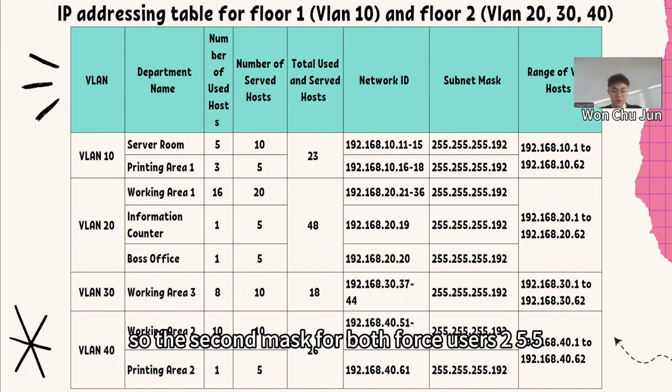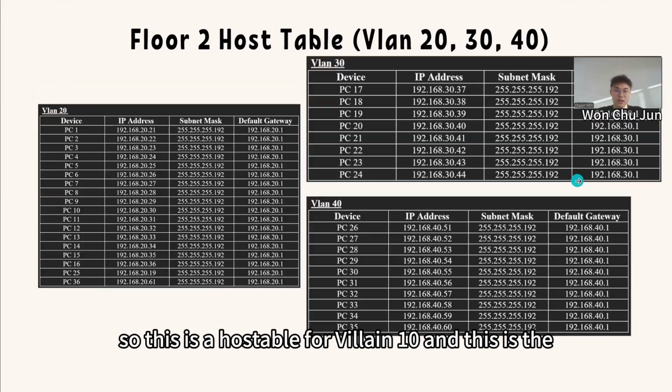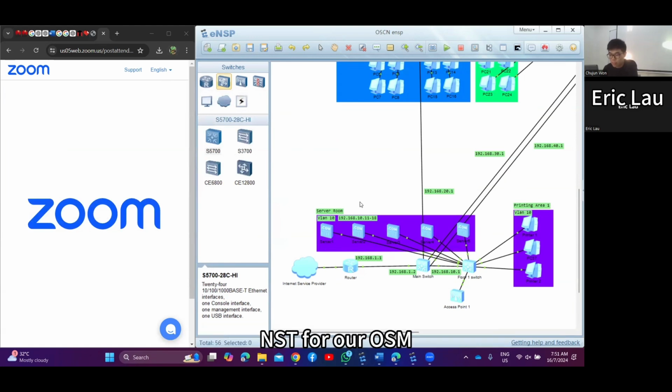The subnet mask for both floors uses 255.255.255.192, as this allows all devices to be able to communicate with each other. We chose 255.255.255.192 because it gives us 4 networks of 62 hosts each, which is sufficient for our use. So this is a host table for VLAN 10, and this is a host table for VLAN 20, 30, and 40.